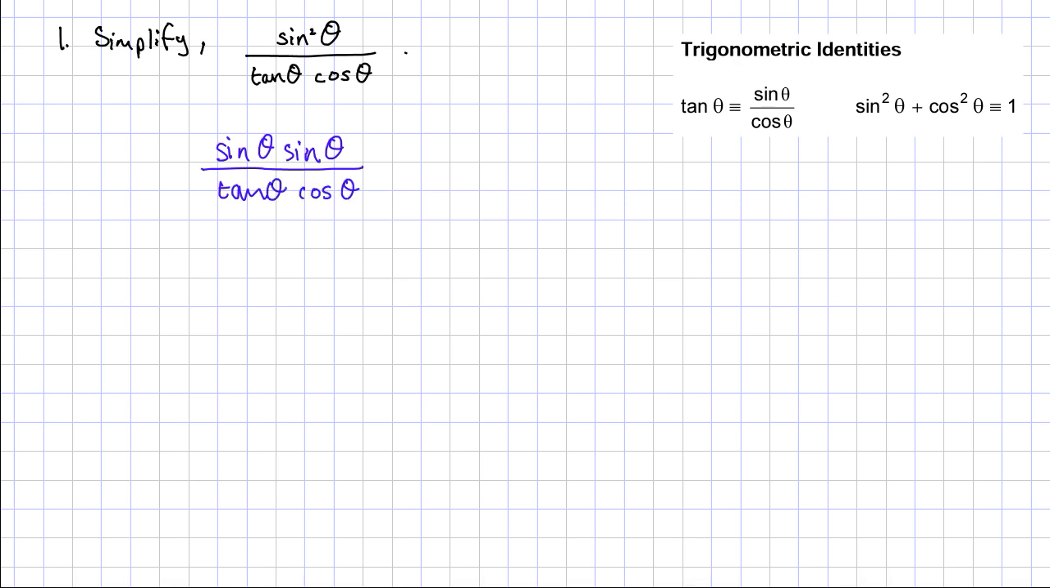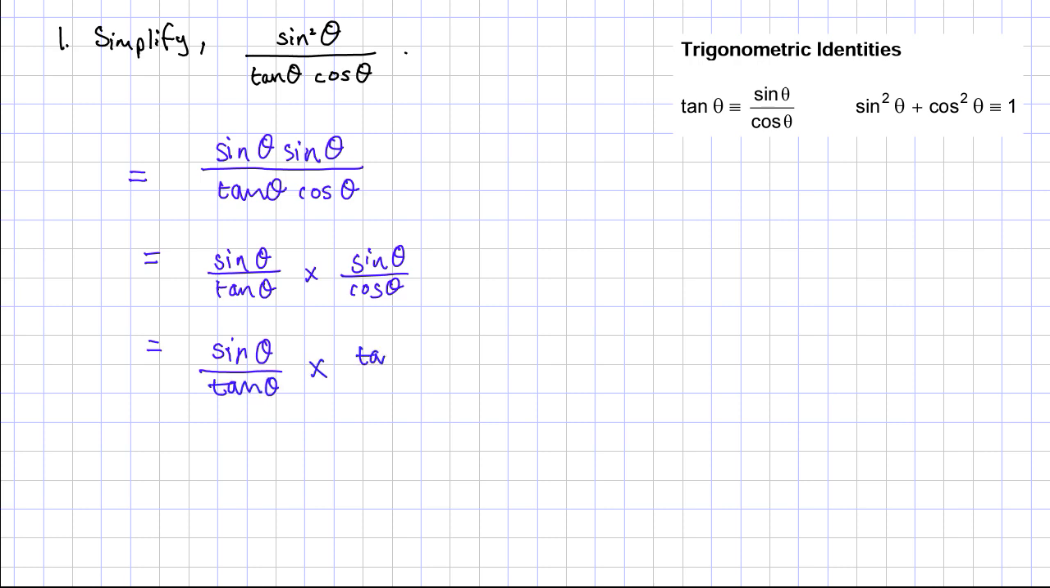Okay, now I can see that I have sine theta over cos theta, and I have that here as well. So I can substitute tan theta for this sine theta over cos theta. So I'm just going to write this out separately so you can see what I mean by that. Sine theta over tan theta times sine theta over cos theta. Okay, so this line is just the same as this line. Now I can see that this is just tan theta, so I'm going to write this as tan theta now. So I have sine theta over tan theta times tan theta.